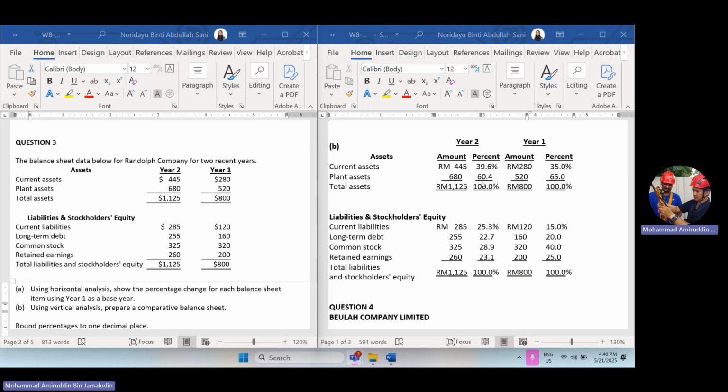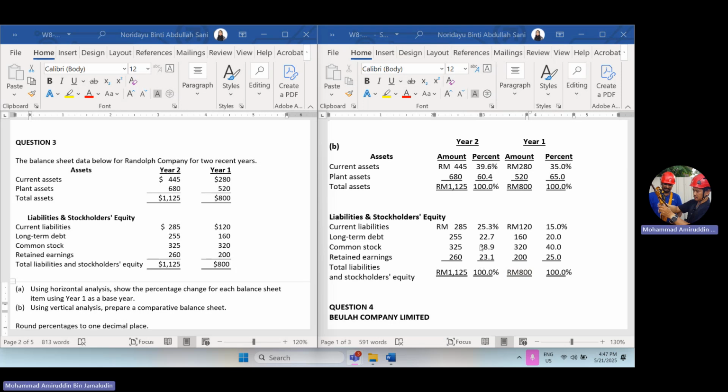Total assets are being influenced by the increase in plant assets in this company for year 2. Year 1, same thing. 520 over 800, 280 over 800. So you get this figure. Then we apply it for each item of liability and equity. 285 over 1125. You get 25.3. 255 over 1125, 22.7. 325 over 1125, 28.9. 260 over 1125, 23.1%.